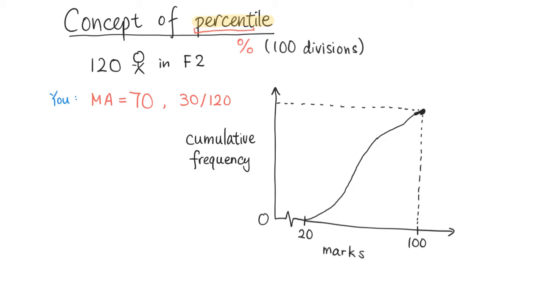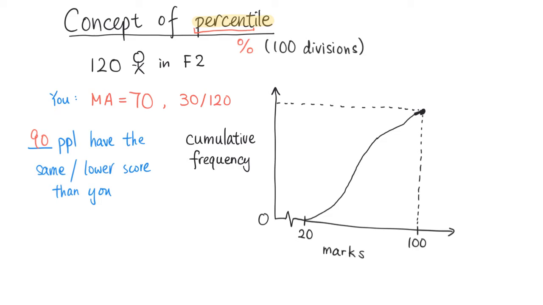First of all, you know how many people have the same score or lower score than you. How many? That should be 90, right? You rank 30th, that means 90 people are below you or have the same score as you. Now when we look at the cumulative frequency polygon, which we talked about in the last video.